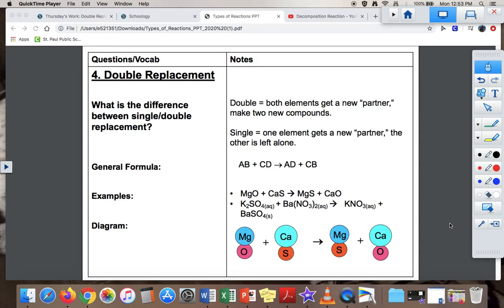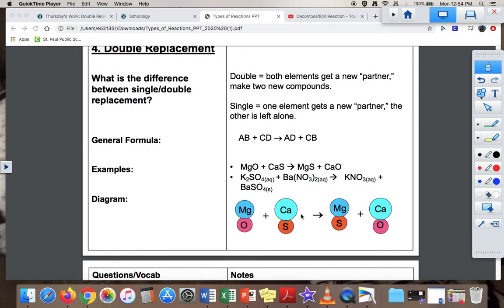It's very similar to you and your friend having two different toys, and you want the one toy and they want the other toy, so you just switch toys. Now you've each got a different toy, but you both still actually have a toy. Same kind of idea.